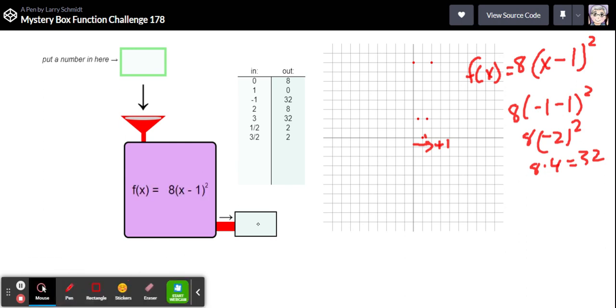Let's go ahead and take a look. Yeah, 8 times x minus 1 quantity squared, and we can graph that as well. We've got that very narrow parabola.